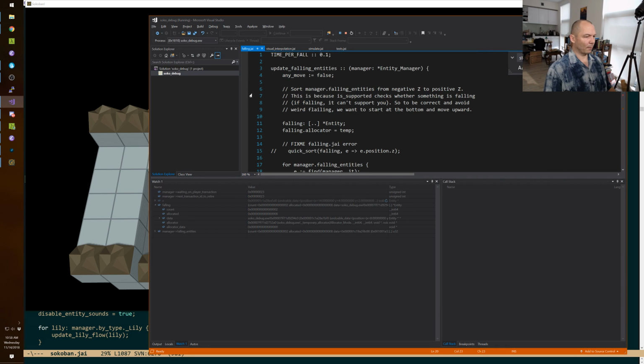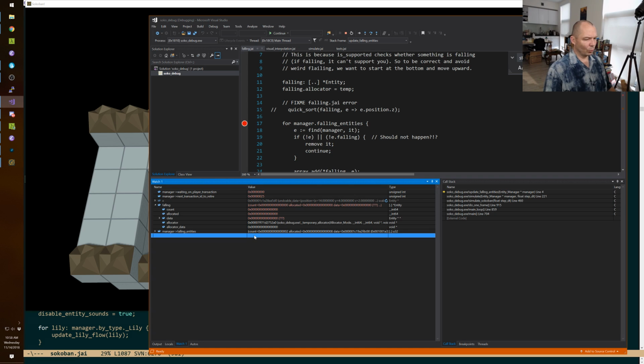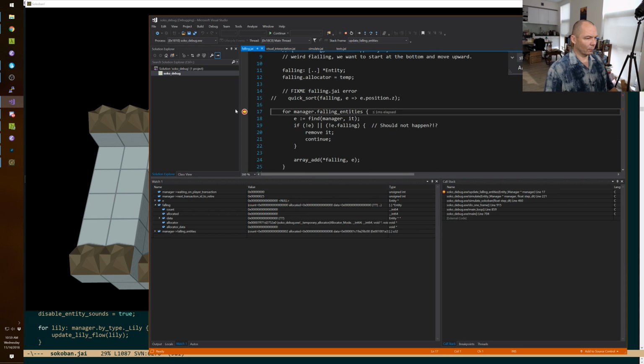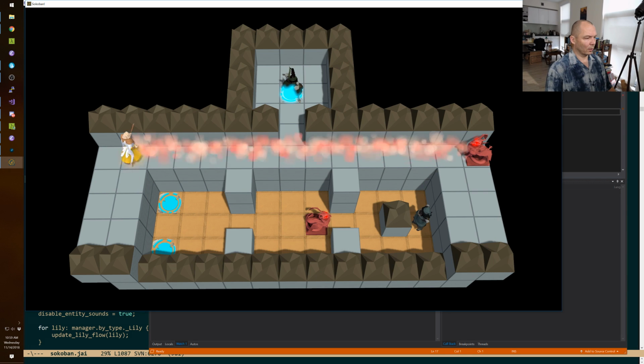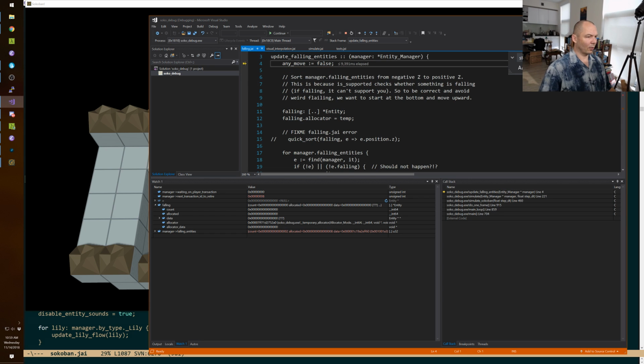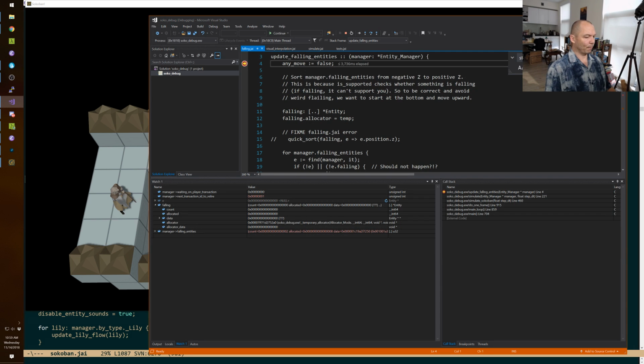Let's look at update falling entities. Okay, we already have two falling entities for some reason. All right, we're gonna reset the level and break at start falling. Okay. We still have two falling entities. Okay, let's restart the level. Two falling entities. Well, people, that is a predicament, if I do say so.